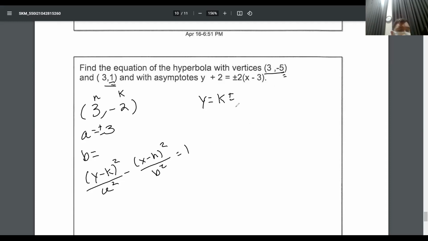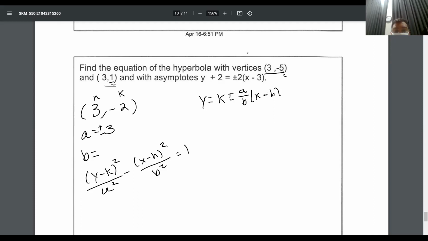Okay, so for a vertical, is it B over A or A over B? Someone tell me the formula? y equals K plus or minus A over B, open parentheses, X minus H, close parentheses. I just put it like this. I know what you mean, but mathematically, that's what it is. Same thing, yeah. No squared, right? Yeah. Okay, so we have this formula.